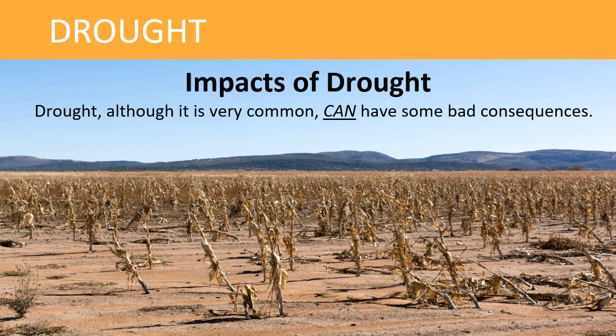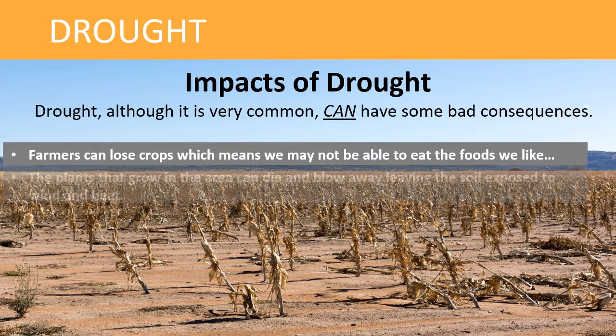So if you want a bit of a history lesson or you want to do some extracurricular activity, you can look up the Dust Bowl and how the drought affected that. But impacts of a drought can be severe. And although it's very common, they can have very bad consequences, as we talked.